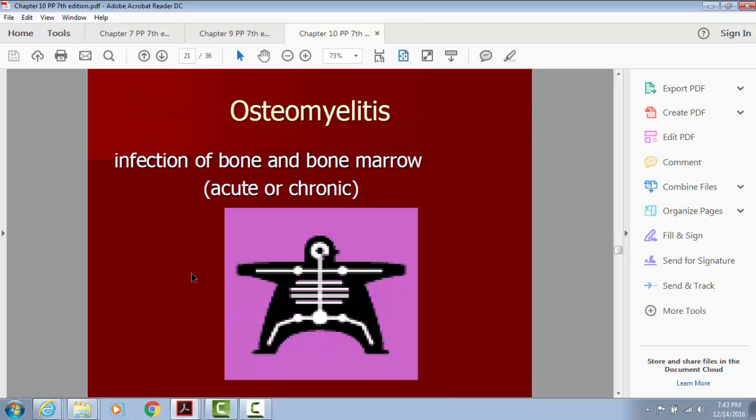Osteomyelitis is a term that's used to indicate inflammation and infection of the bone and the bone marrow. It can be acute and chronic. If you remember the difference between the two, acute is sudden onset, short duration, and chronic means a condition which is longer lasting. With osteomyelitis, we see this frequently in diabetics, specifically in their lower extremities, their feet.